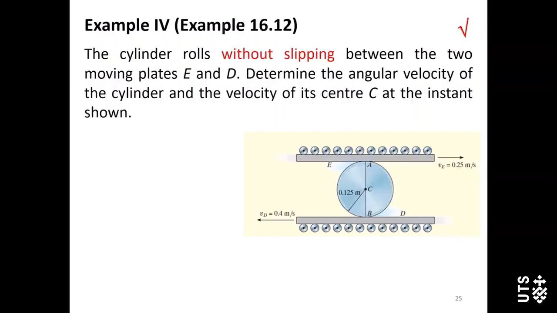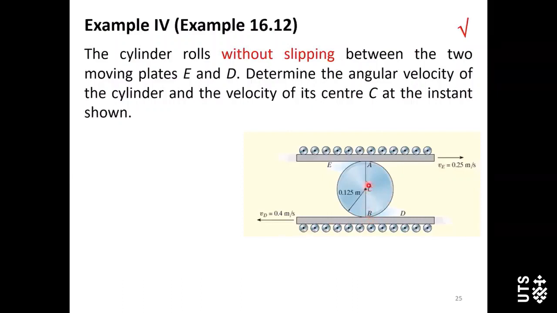The answer is no. Why? This cylinder is undergoing general plane motion. No slipping here, no slipping here. But plate E has the velocity 0.25. Plate D has the velocity 0.4 meter per second.